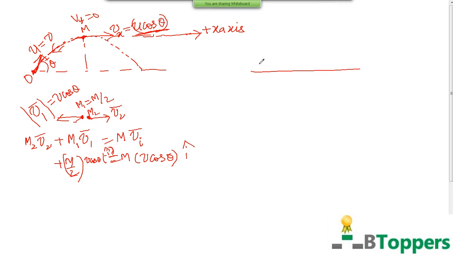So the first part, I show the same figure again. The first part moves along the same parabolic path which the projectile moved along before explosion and returns to the point of projection. V2 bar is the velocity of the second part just after explosion.